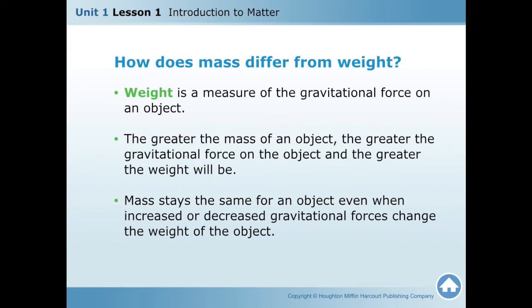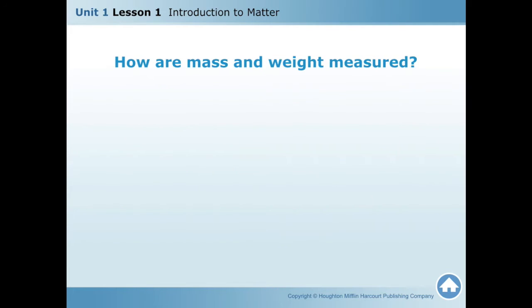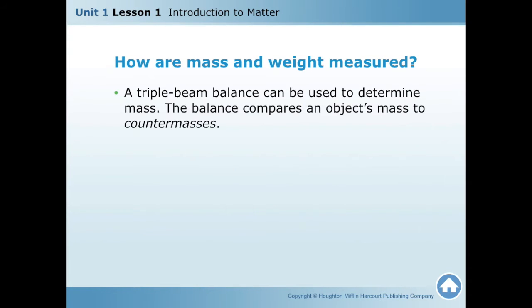The greater the mass of an object, the greater the gravitational force on the object, and the greater the object's weight. But an object's weight can change depending on the object's location. An object would weigh less on the moon than it does on Earth, because the moon has less mass and therefore less gravitational force, about 1/6 of the gravitational force of the Earth.